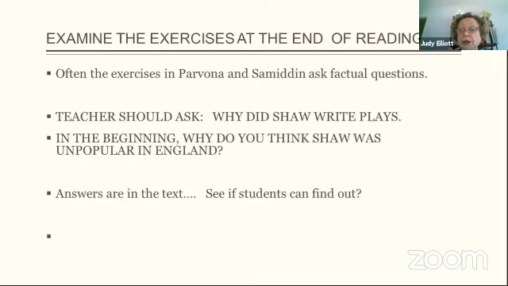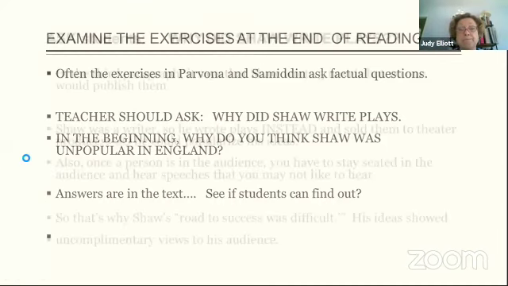Okay, often the exercises in this textbook are factual questions, or true-false questions, or finish the sentence. But to get at meaning, because that's the thing I want to focus on, you have to ask why questions. Why do you think he was unpopular? Well, people want to go to the theater to be entertained, not to be criticized. So see if the students can find the answers to those questions in the text. Next slide.